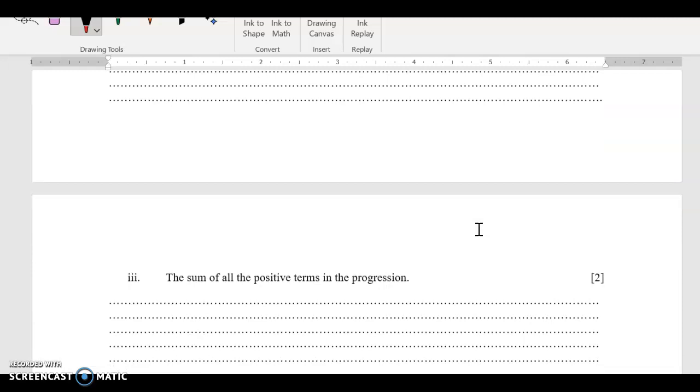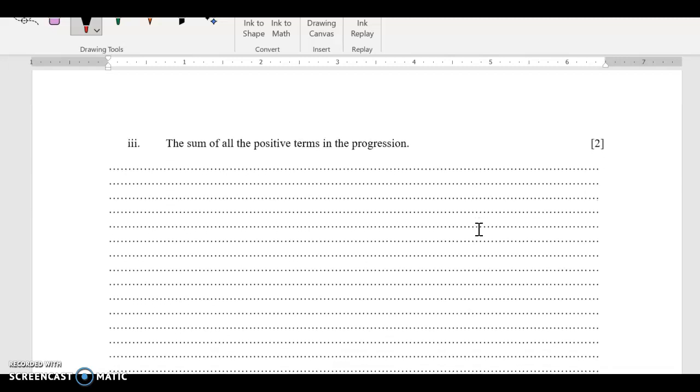Okay, in the next part it says the sum of all the positive terms in the progression. So here we need to find the sum of all positive terms. We can see what the positive terms are over here. It's like from 3, 6 and so on till 57. So these will be the positive terms. And then, together how many terms are there? So this is like 19 terms.